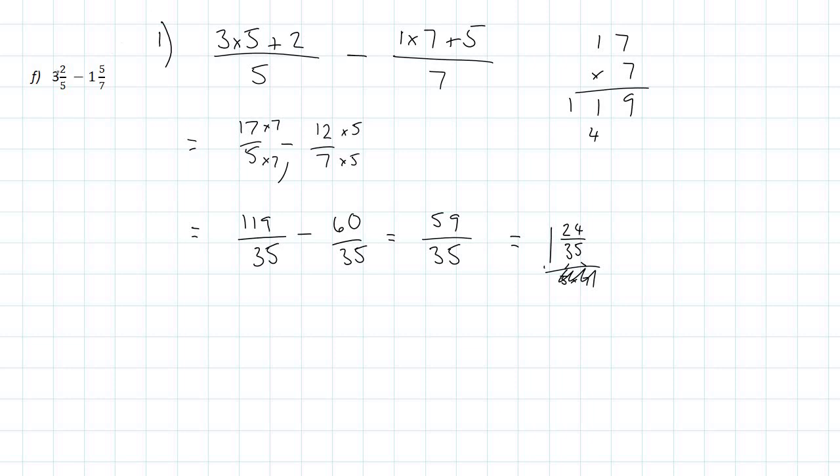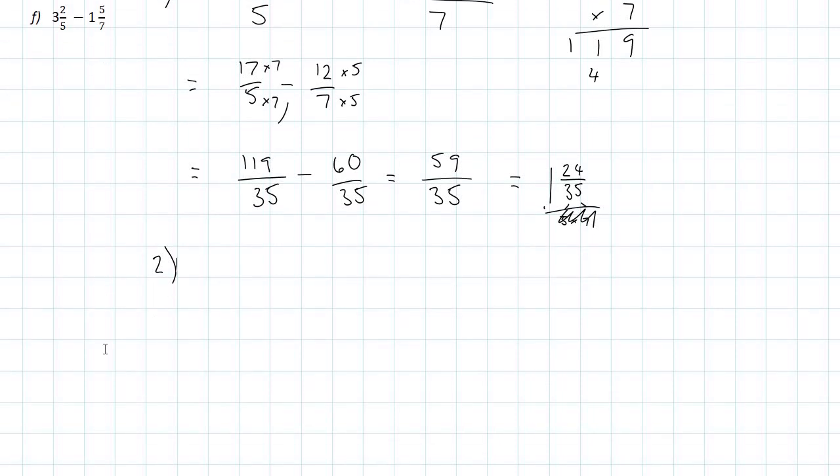Let's try doing it the other way, and we're going to run into a bit of bother fairly quickly. So I'm going to do 3 take away 1, it's 2, I'm doing my units. And then I've got 2/5 take away 5/7. So far so good, nothing wrong with this. Okay, so I'm going to do 5 times 7, 7 times 5, so I've got my common denominator.